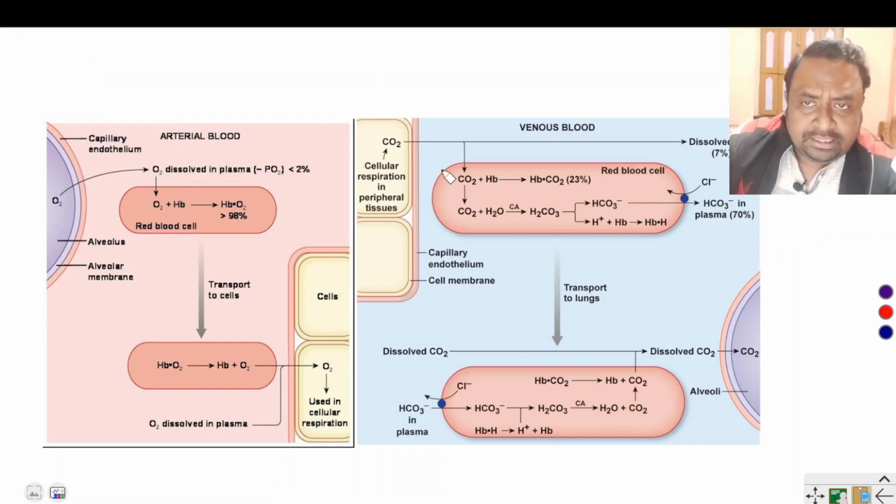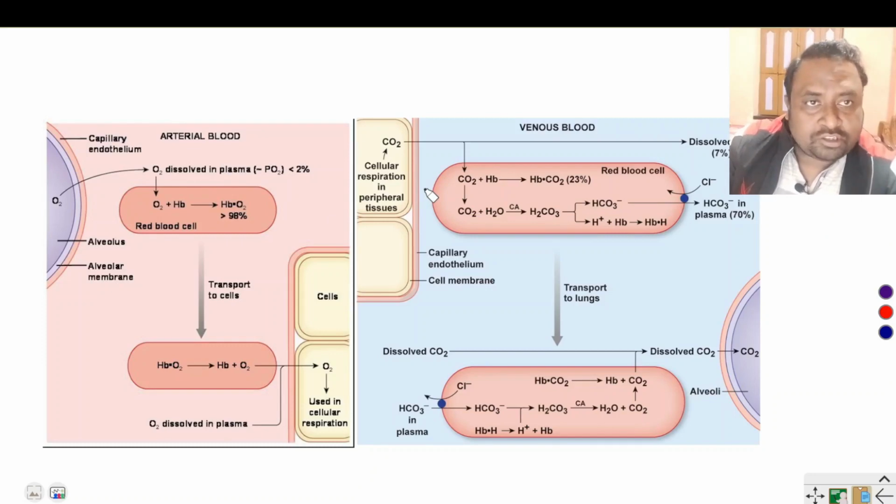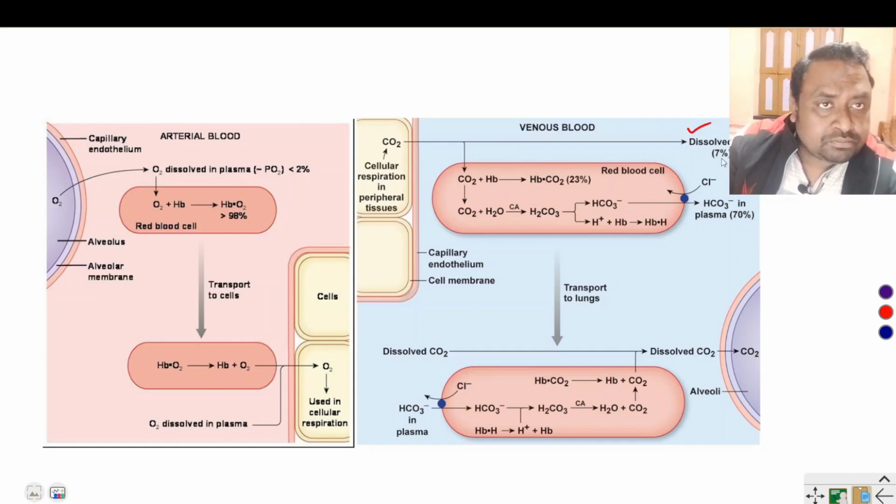Here you can see the proper explanation or graph of carbon dioxide and oxygen transport. Suppose first, cellular respiration produces carbon dioxide. This carbon dioxide dissolves in the blood plasma. This is the RBC and this is blood plasma. Only 7% is dissolved in the blood plasma, and 23% combines with hemoglobin and forms carbaminohemoglobin.